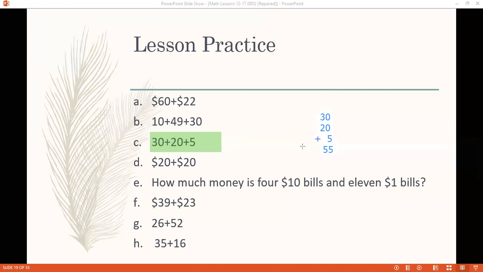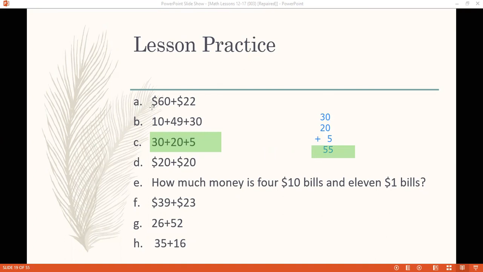So the sum of 30 plus 20 plus 5 equals 55. And making sure to always box your answer when you are done with it, and labeling if it needs to be labeled. So on your grid sheet paper or your piece of paper that you made a grid sheet out of, you will always want to show your work like this, like so. And now we're going to move on to F.